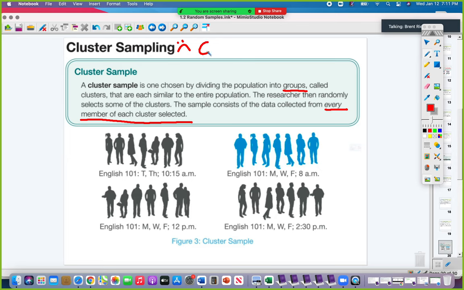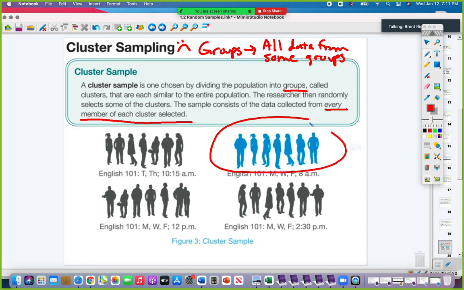And so again, we have this idea of groups. And now we're going to take all data from some groups. So while we're still making groups, we're going to take all the data from some of the groups, and then the rest of the data is just left alone. Okay? So it's like the opposite of stratified. Stratified was some from all. Cluster is all from some.